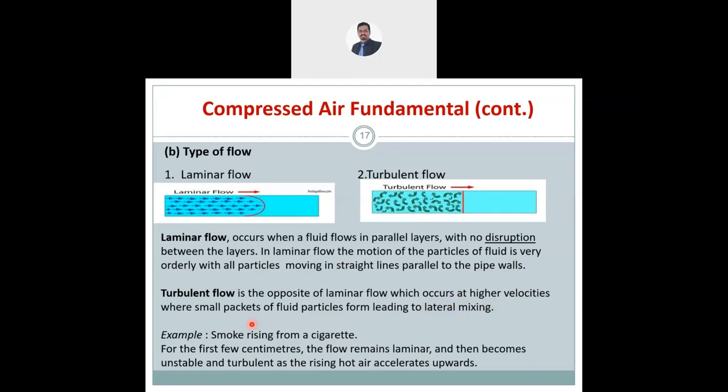Smoke rising from a cigarette. Okay, who smokes here? Smoke rising from a cigarette. Once you smoke, you blow the smoke from your mouth. The smoke will rise first as laminar flow. After some time, because of the environmental air wind, it becomes turbulent. For the first few centimeters, the flow remains laminar, then becomes unstable. Turbulent means unstable and uneven. So you can see both.